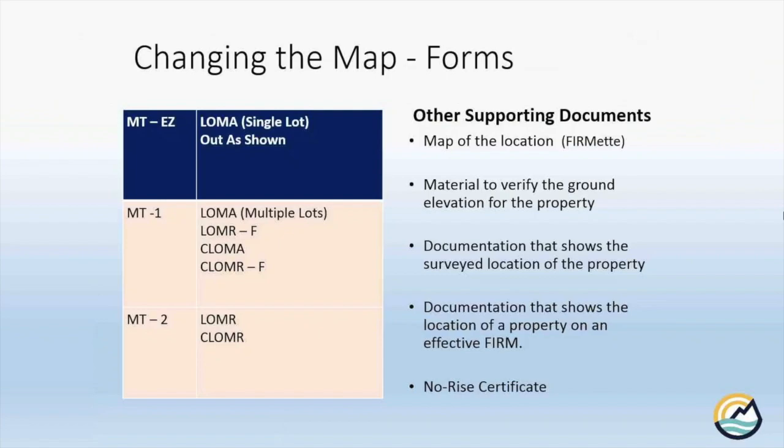When you're going to change the map for the LOMA for a single lot or a LOMA out as shown, the form you're going to use is what's called the MT-EZ. And it's exactly what it sounds like. It's easy. It's a one-page front and back form that requires minimal documentation. So for the out as shown, all you have to do is send in a copy of the map, basically showing you're outside the floodplain. For the single lot, you send in an elevation certificate and information showing that that is your property. So a plat map or something like that.